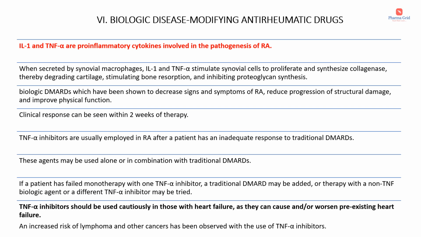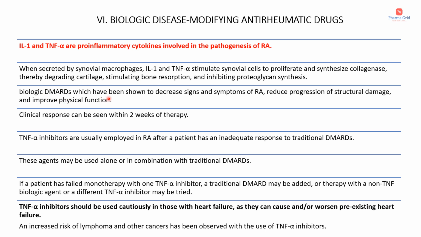So in the previous slides, we have discussed the DMARDs, which include methotrexate, hydroxychloroquine, leflunomide, and sulfasalazine. Now the next category of drugs that can be used for the treatment of RA is biologic disease-modifying anti-rheumatic drugs. So IL-1, that is interleukin-1, and tumor necrosis factor alpha are pro-inflammatory cytokines involved in the pathogenesis of rheumatoid arthritis. When secreted by the synovial macrophages, interleukin-1 and TNF-alpha stimulate synovial cells to proliferate and synthesize collagenase. Okay, and this collagenase is responsible for degrading the cartilage. Cartilage is a shock absorber or protective tissue for the bones as well as the joints, then stimulating bone resorption and inhibiting proteoglycan synthesis.